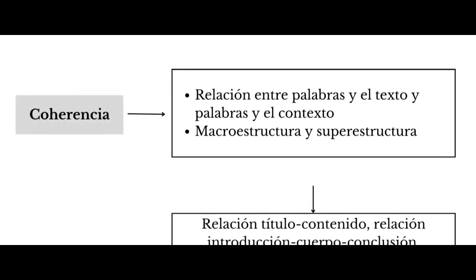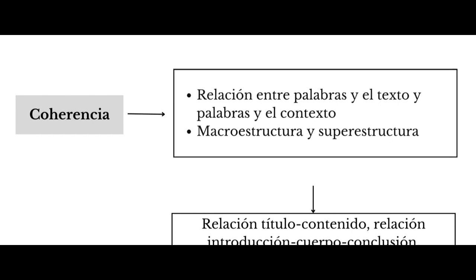La coherencia, básicamente podemos decir que es la macroestructura, el contenido, el tema del que se está hablando, y esto habla más de la relación entre palabras con el texto y de palabras con el contexto. Entonces hablamos de la relación título-contenido, la relación de la estructura, introducción, cuerpo, conclusión, hay una secuencia de ideas y todo. Básicamente es todo eso que hace que el texto sea una unidad y las relaciones que tienen todas esas cosas para que el texto tenga sentido: las proposiciones, los párrafos, las oraciones, las palabras, todo esto.